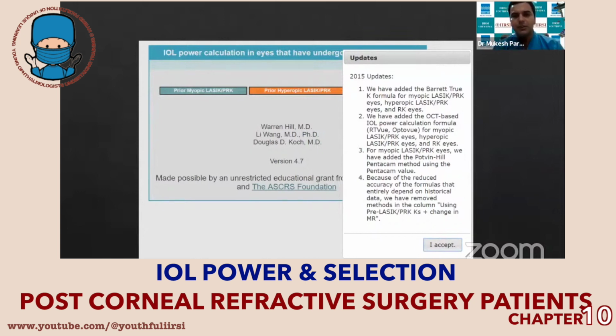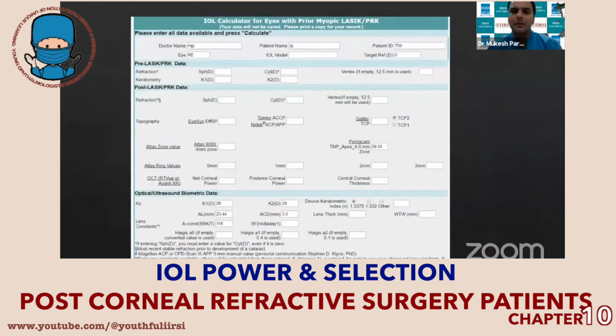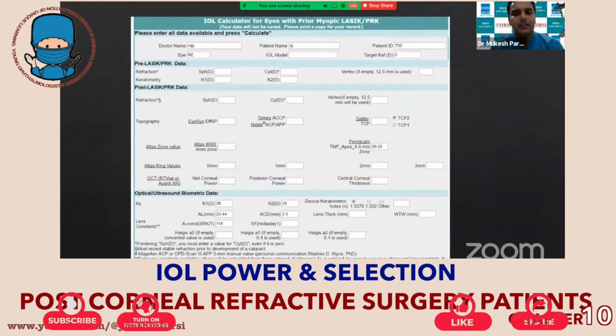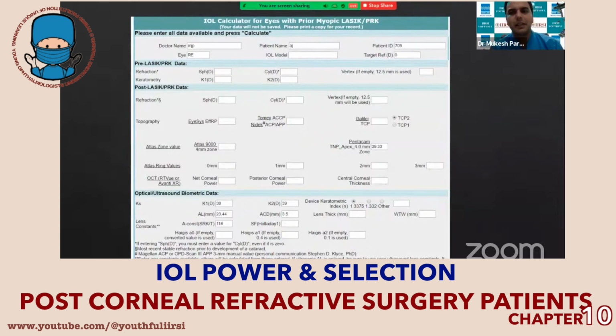Now, despite these two, this is something that we should do: use the freely available software on the ASCRS website. I'm sure everybody must be using that by now, but I will add a little bit in this particular talk. Now, we are very familiar with the screen. What I always tell everyone is, do make sure that you enter a target refraction that is not 0, particularly in patients who have undergone a myopic laser vision correction. Keep a target refraction of around minus 0.75 or minus 1 always. The pre-LASIK data is not used anymore, and so is the post-LASIK refraction, which has to be entered from before the development of cataract.